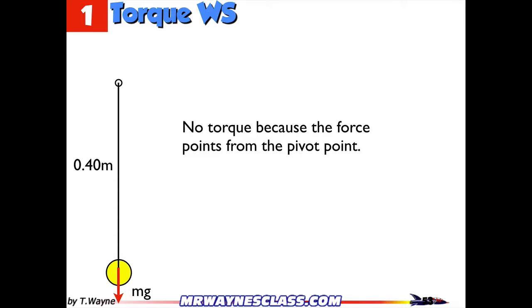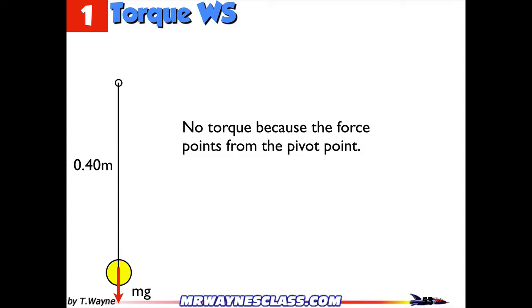This is the video solution to problem number 1. So to begin with, for part A on the problem, the moment arm length is the distance between where the force is applied and the axis of rotation, which is 0.4 meters. That's 40 centimeters. Since the force points from the actual pivot point, or the axis of rotation, there's no torque because there's no moment arm.